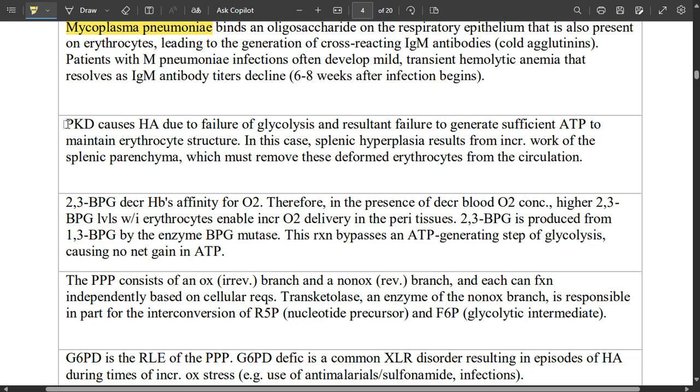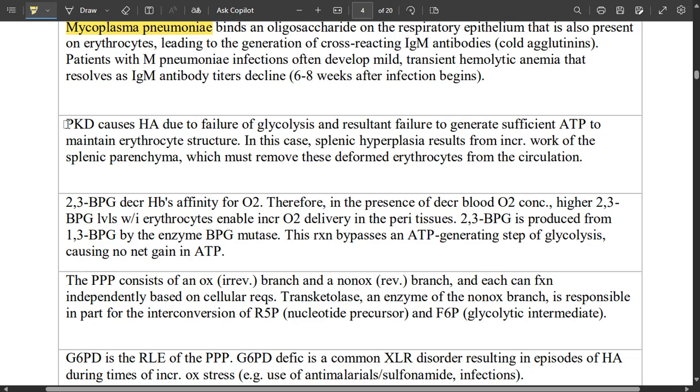Let me just search PKD and hemolytic anemia. So PKD is not polycystic kidney disease. Sorry, it is pyruvate kinase deficiency. There is a deficiency in the enzyme pyruvate kinase, which is used by RBCs. Without this enzyme, RBCs break down very easily, causing hemolytic anemia. So in pyruvate kinase deficiency, there is failure of glycolysis, so there is no ATP, the sodium potassium ATPase does not function, thus RBCs destroy themselves.